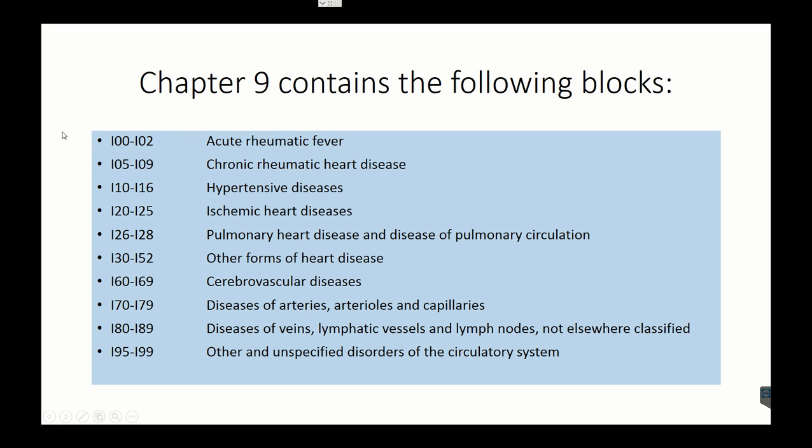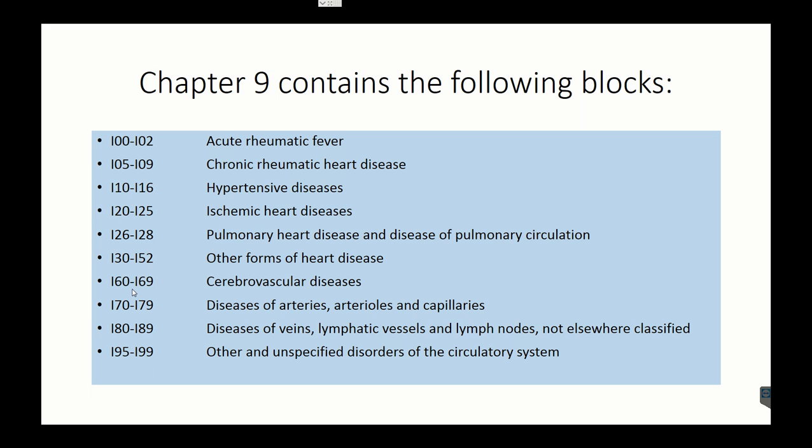Chapter 9 contains the following blocks of codes. We have I00 to I02 is acute rheumatic fever. I05 to I09 is chronic rheumatic heart disease. I10 to I16 is hypertensive diseases. I20 to I25 is ischemic heart diseases. I26 to I28, pulmonary heart diseases and diseases of pulmonary circulation. I30 to I52, other forms of heart disease.